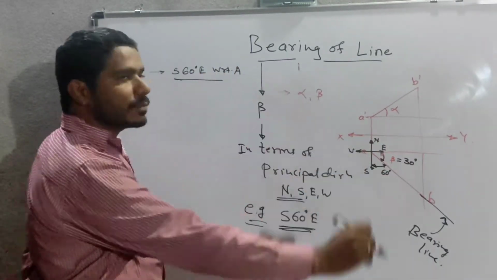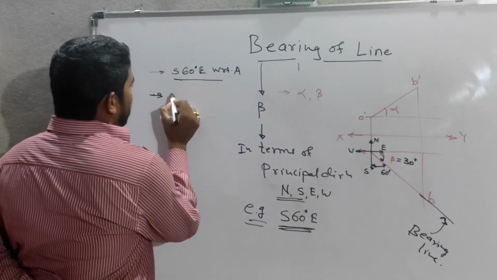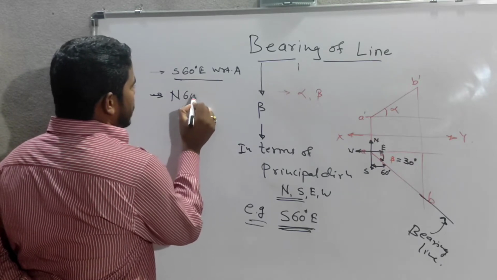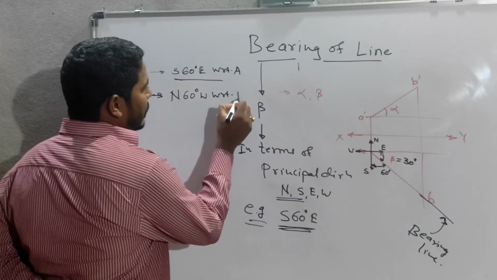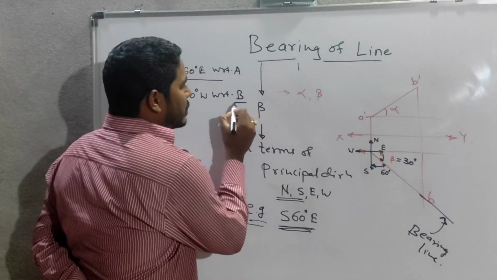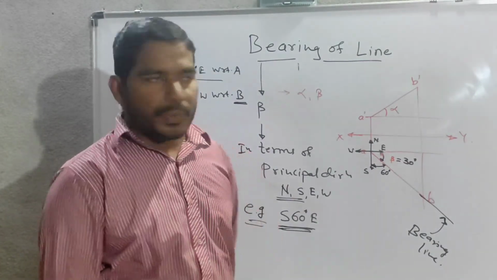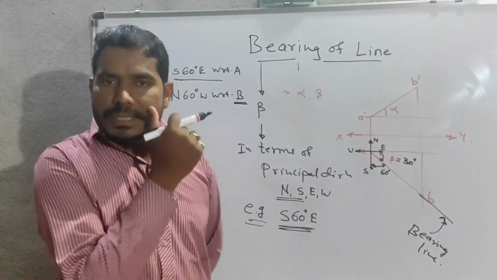But suppose in a problem they have given the bearing like this, north 60-degree west with respect to point B. But they haven't given the position of the point B. So at that time, what can we do? That we have to see here.